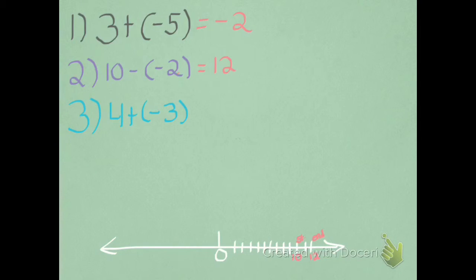Now our next problem. Number 3, 4 plus negative 3. Remember, we're going to subtract. So 4 minus 3. 4 is overpowering, so it's still going to be positive. So 3 plus what equals 4? 1. So this equals 1 and not negative. So you can use a number line to help you. You can use word problems to help you. Or you could just figure it out yourself.